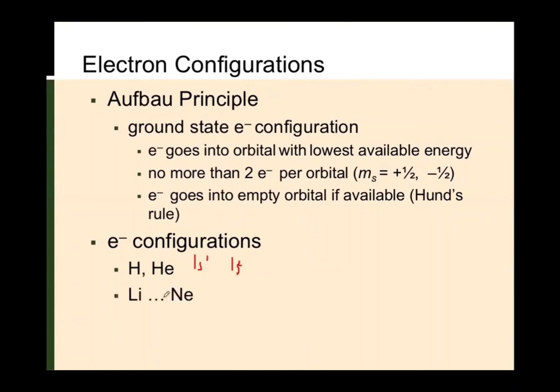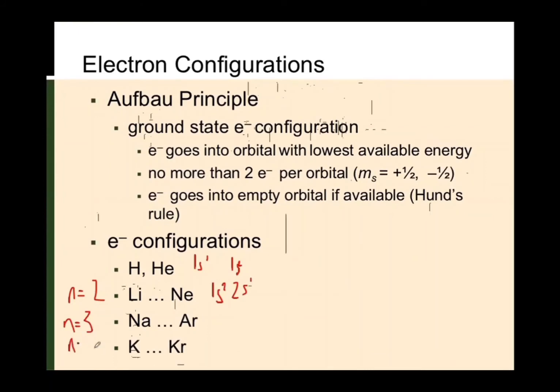Lithium to neon then, so this is where we fill up the n equals 2 level. So lithium has 1s2, 2s1, and then so on. Sodium, we have n equals 3. And potassium, n equals 4. So the valence shell of potassium is going to be 4s1, that's the outermost one, and sodium is going to be 3s1.